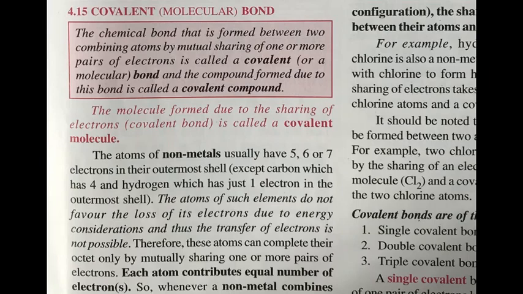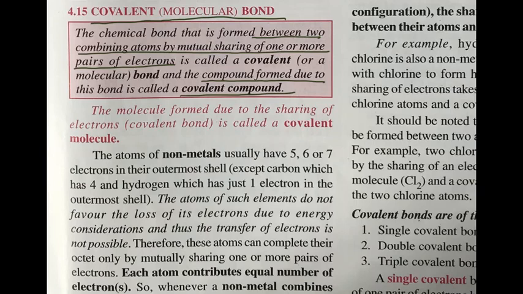To continue with atomic structure and chemical bonding, today we are going to talk about the covalent, also known as molecular, bond. A covalent bond is a bond formed between two combining atoms by mutual sharing of one or more pairs of electrons. And the compound formed due to the sharing of one or more pairs of electrons is known as a covalent compound.